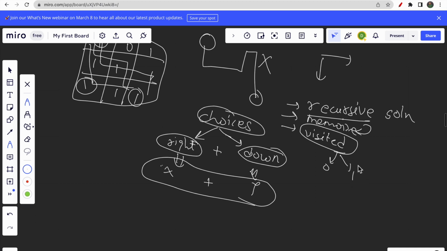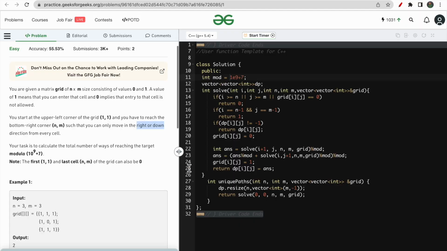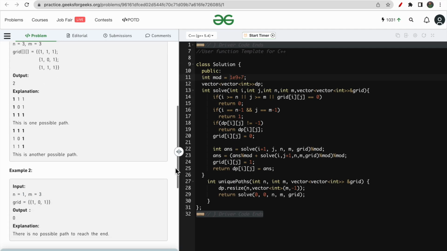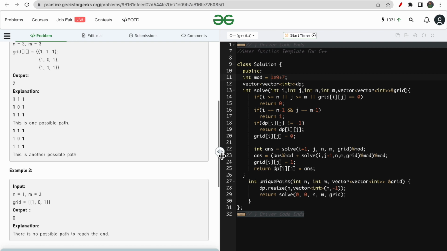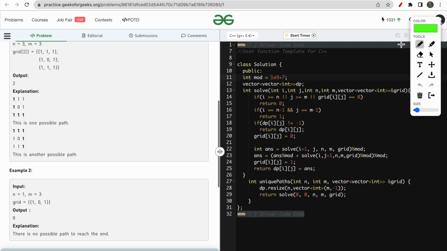Then 1 means it's visited and 0 means it's not visited. Correct? Simple as that. So yeah, let's now move on to the coding part where we will understand this in detail. So initially we took this mod and this dp vector. Starting, what we did, we resized this dp vector to n cross m and stored -1.